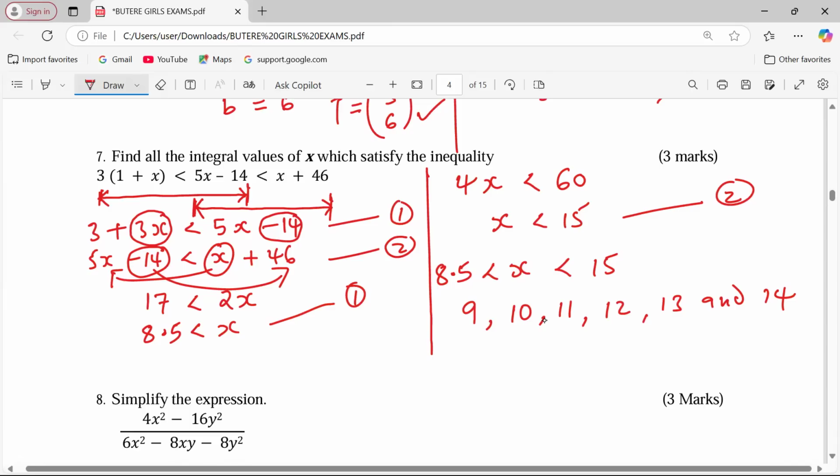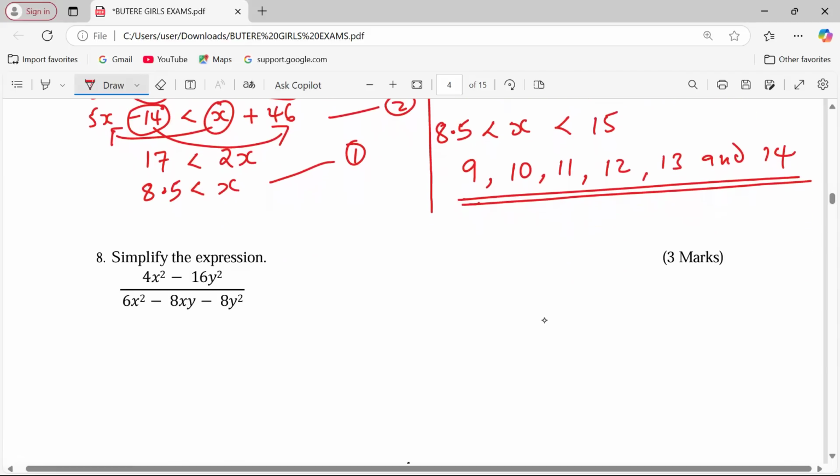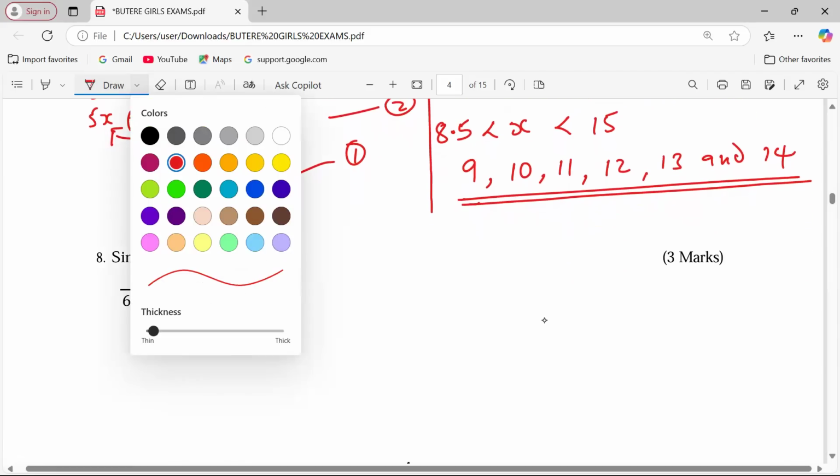If it's an integral value, an integer, it is not inclusive. It's just a boundary. It's just the upper boundary. So we will not write 15. In case you write 15, you shall have it wrong.